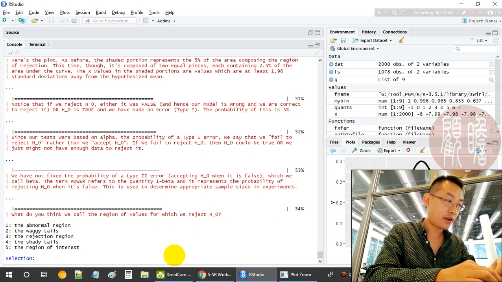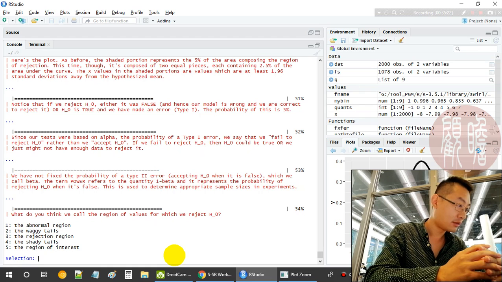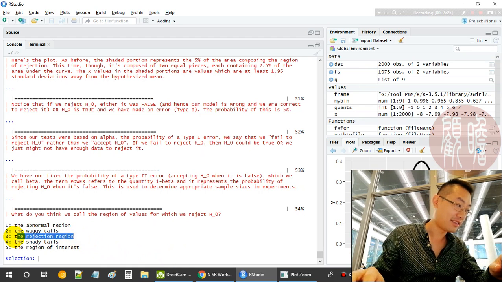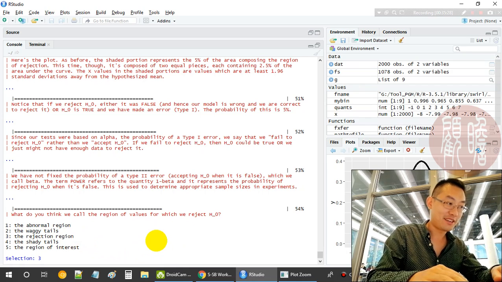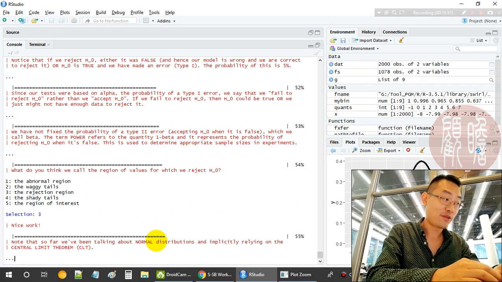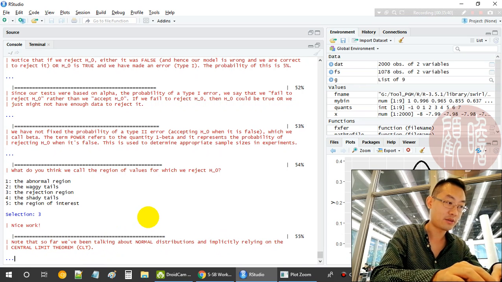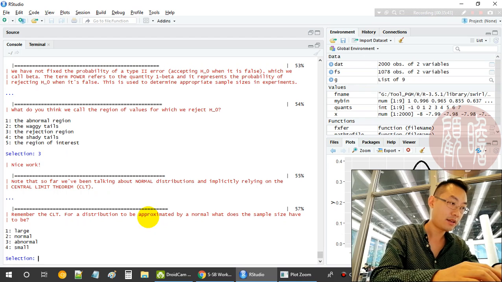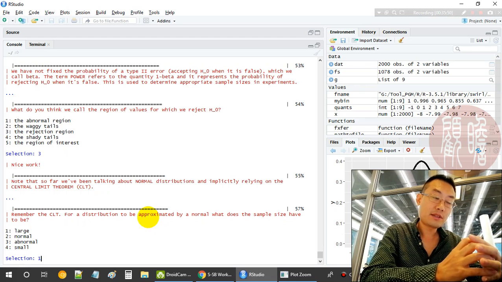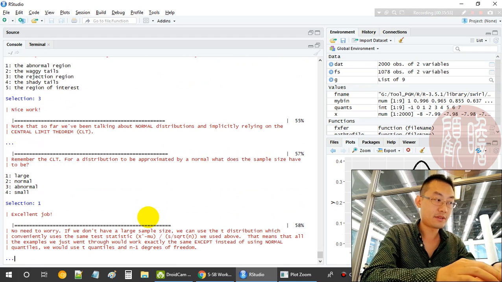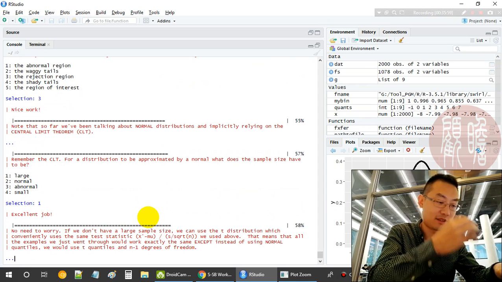We call the region of values for these two regions the rejection region. That's very straightforward. If some value falls into the rejection region, then we reject. The normal approximation relies on the central limit theorem. So far we have talked about the normal distribution. Does the sample size have to be large? The central limit theorem requires the sample size to be large. The larger the better, and the rule of thumb is at least greater than 30.